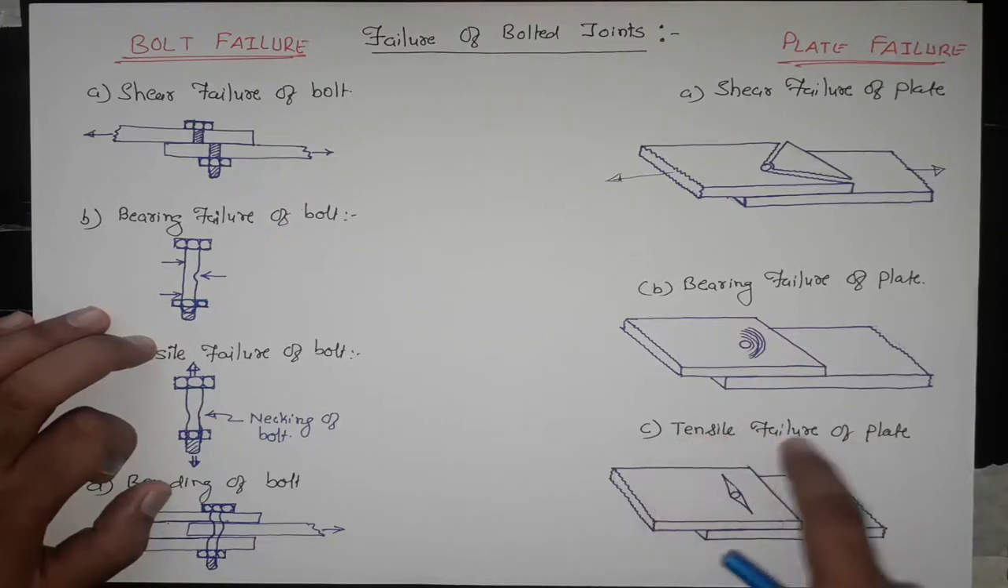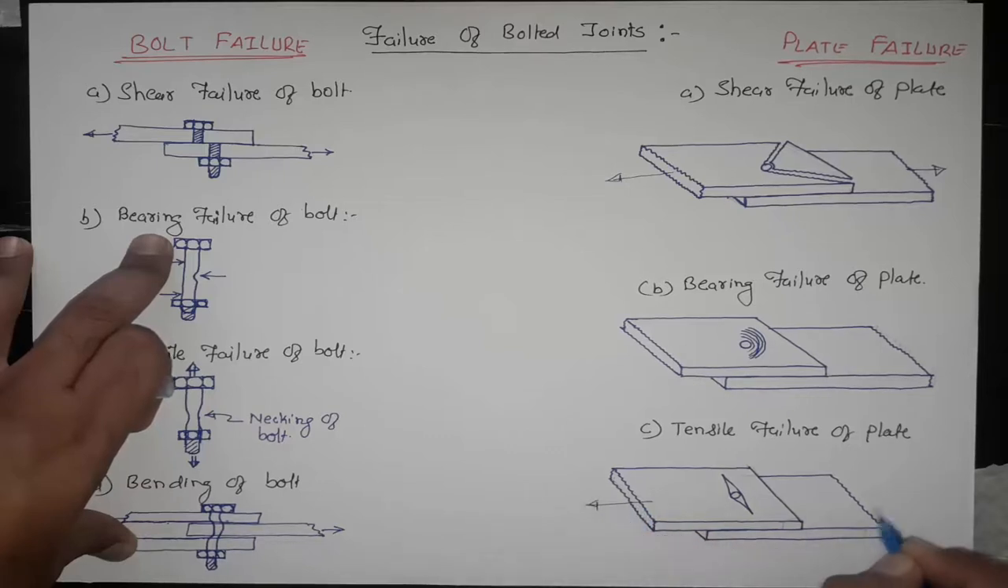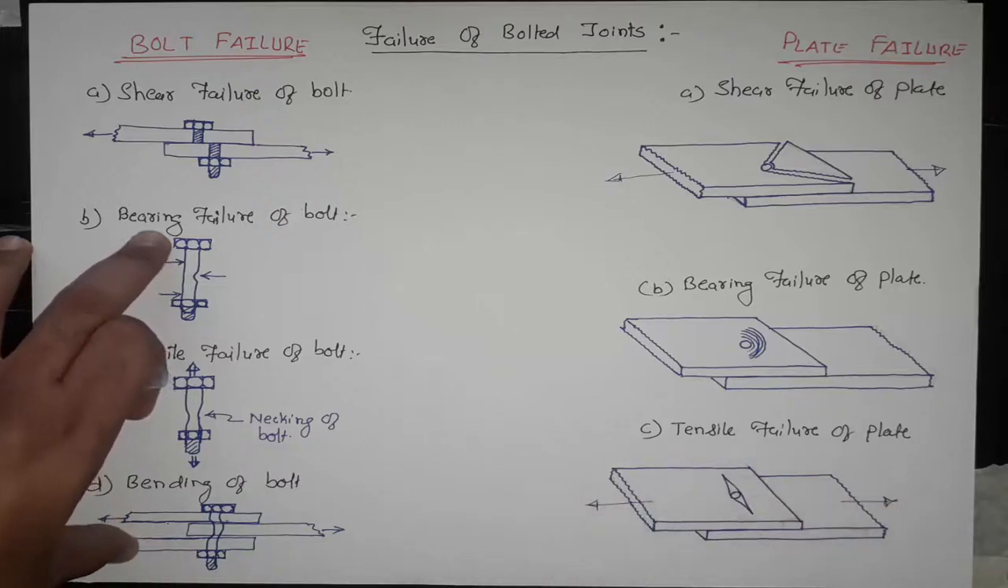This is the tensile failure of the plate. Here the plates get sheared perpendicular to the force direction. This is our force direction. Here the plates get sheared perpendicular to the force direction.